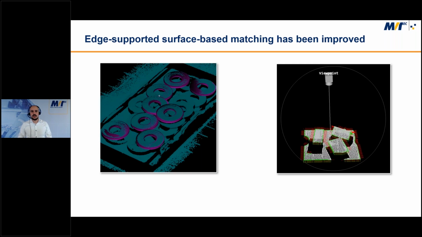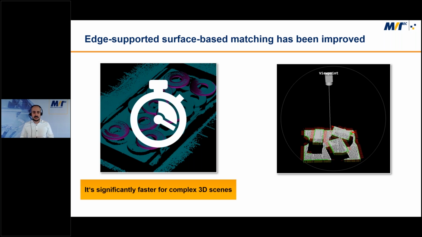Improved shape-based matching, especially the edge-supported surface-based matching. Sorry, not shape, surface-based matching was improved in 2 points. The first one is that we made it significantly faster for complex 3D scenes.